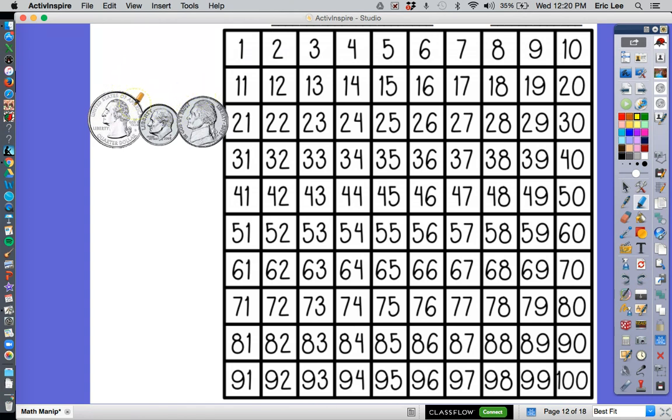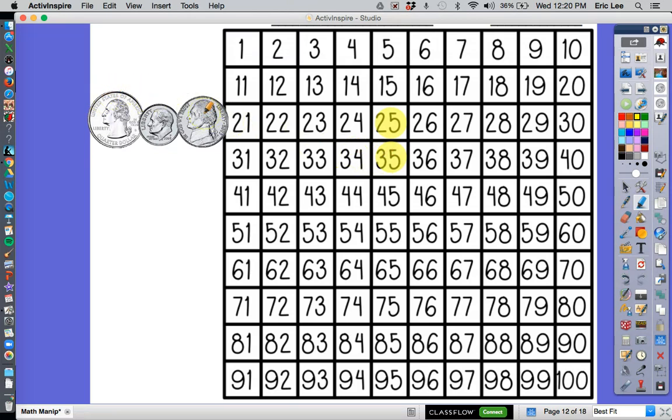So if I wanted to use my hundreds chart to help me, I could do this. I could say, oh, quarter's worth 25 cents. So I'm going to start right there at 25 cents. Now I'm going to add 10 cents because my next coin is a dime. So I'm going to count on 10 cents. Now I know that on my hundreds chart, I can just go down one box, and that's adding 10. So 25 cents plus 10 is 35 cents.